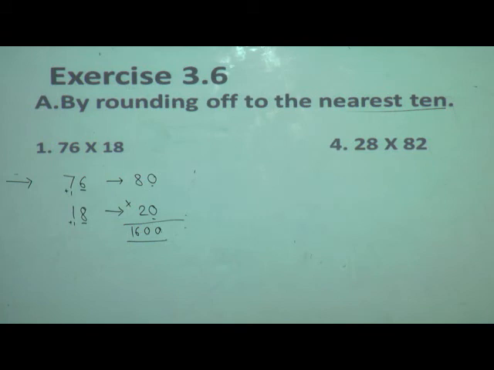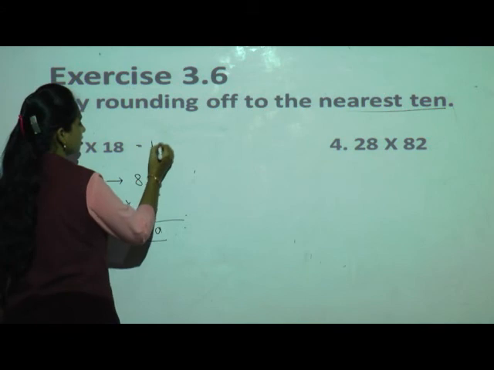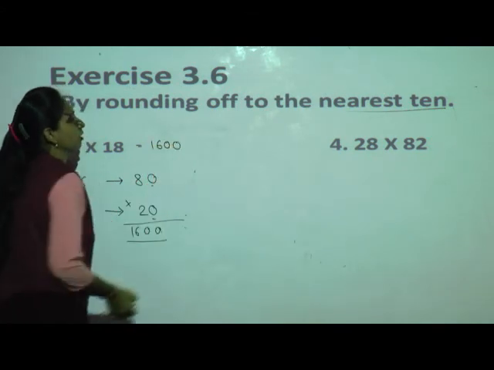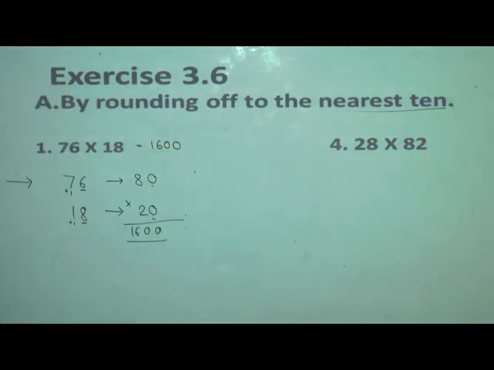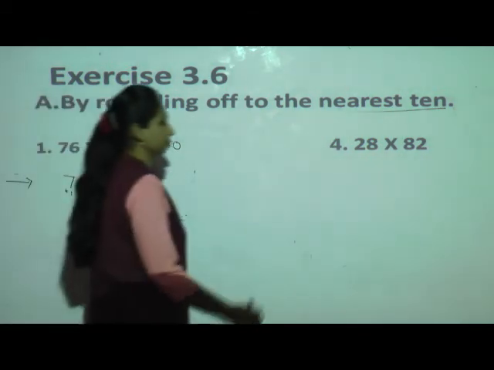1600. Got it? You can write here again. 1600. Understood? Clear? Now one more example I will solve for you. Now see.